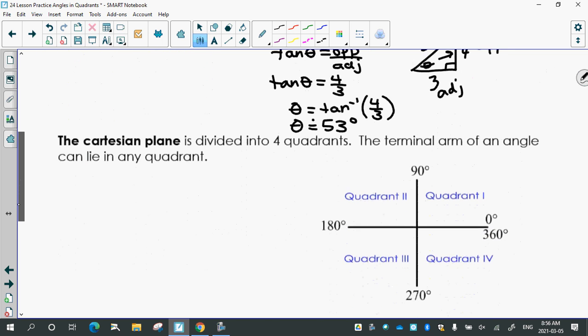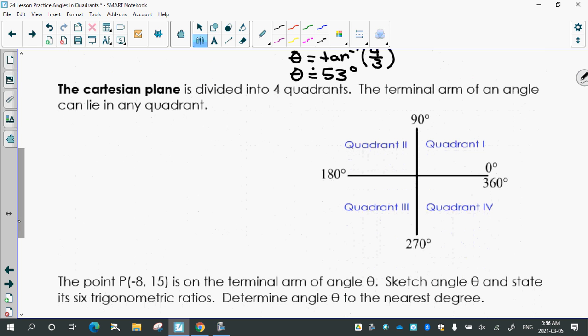So the Cartesian plane is divided into 4 quadrants. The terminal arm of an angle can lie in any of them. So there are their names. Usually Roman numerals are used, but I don't care, you can just use regular ones, but just so when you're looking at a textbook, you know, they normally use Roman numerals.